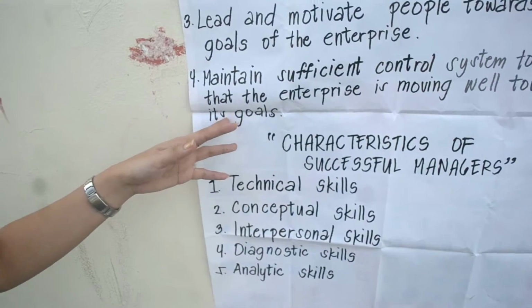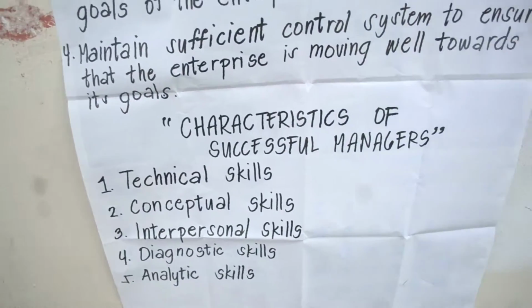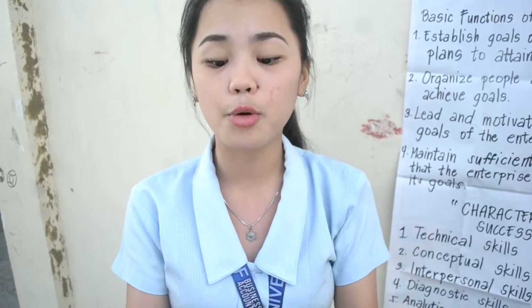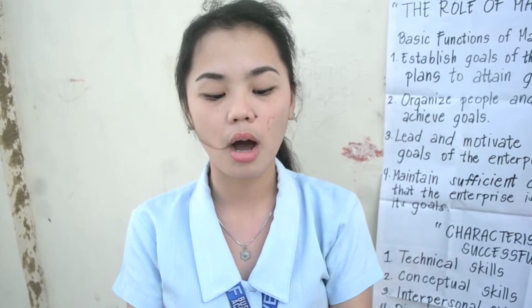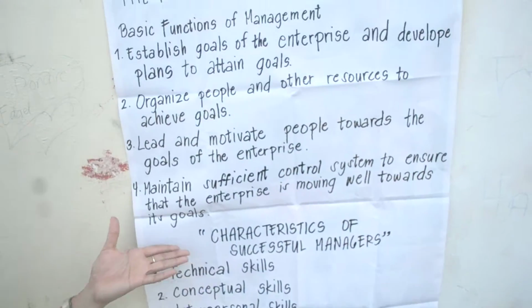So the next is to maintain a sufficient control system to ensure that the enterprise is moving well towards its goals. So this is the controlling function of management. It involves measuring achievements against established objectives and goals. It also requires entrepreneurs to be able to identify sources of deviations from successful accomplishments and to provide a corrective course of action. So these are the basic functions of management.